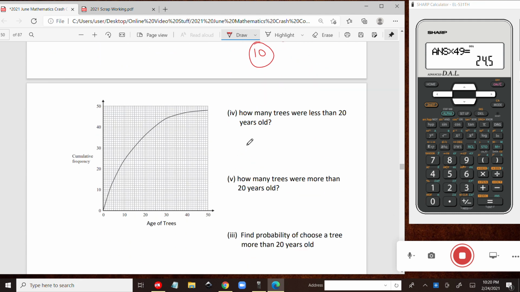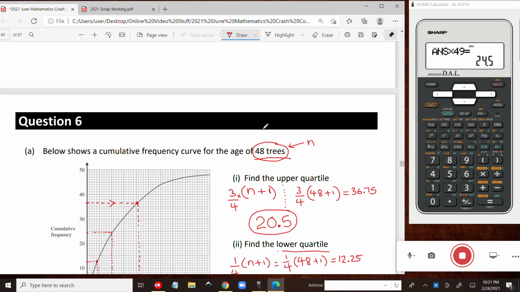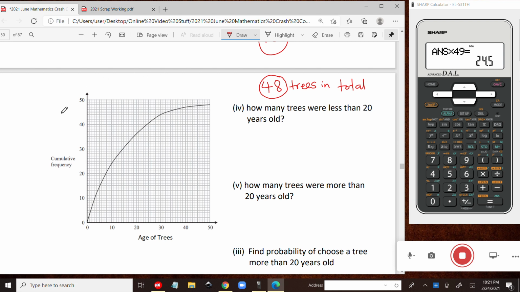All right, so now on the same graph, they want us to, well, let me just read the question. How many trees were less than 20 years old? Now keep in mind there are 48 trees in total, right? Remember they mentioned that at the beginning of the question. You see, they told you there were 48 trees in total. Anytime you read a value off the y-axis, it is automatically less than.